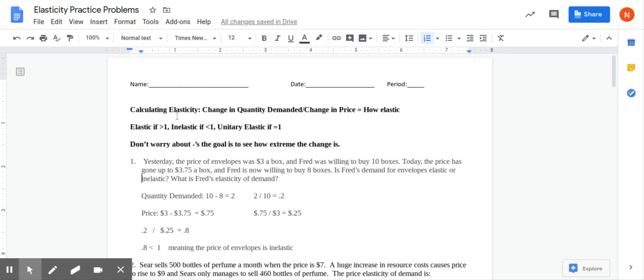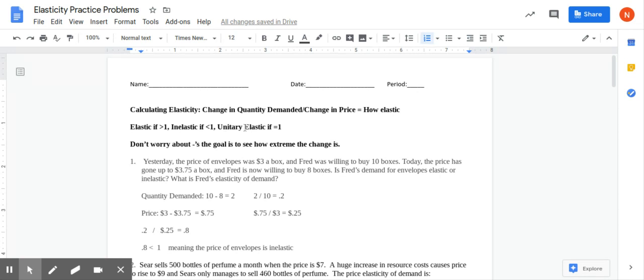So we'll do reading through. To be able to calculate it, you're going to get the change in quantity demanded divided by the change in price. So change in quantity divided by the change in price. If the number is greater than one, it's elastic. If it's less than one, it's inelastic. And if it's equal to one, it's unitary elastic.